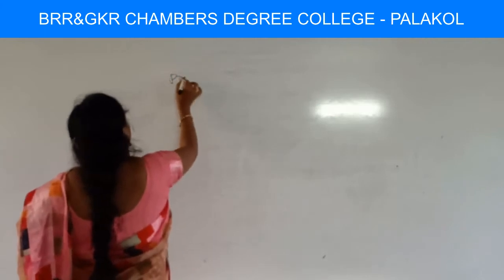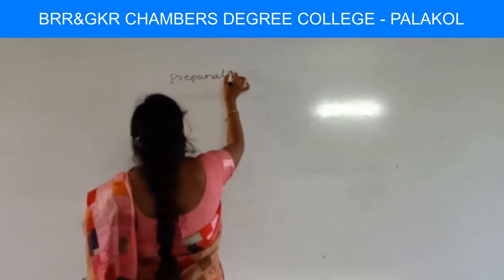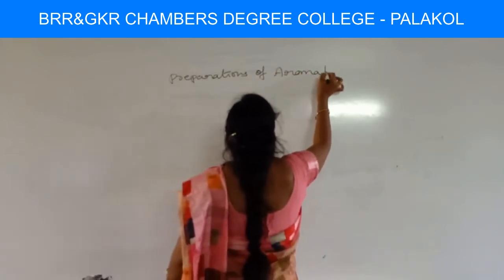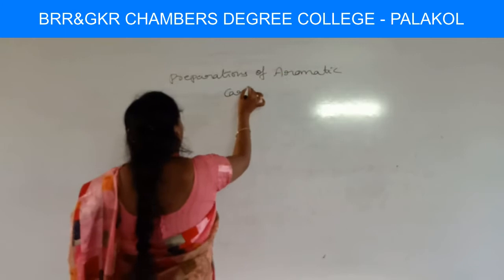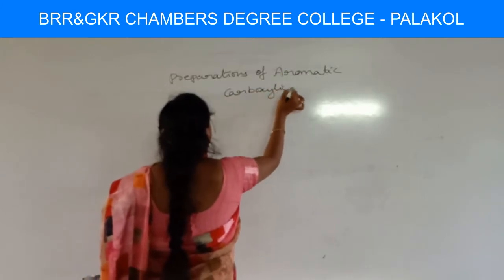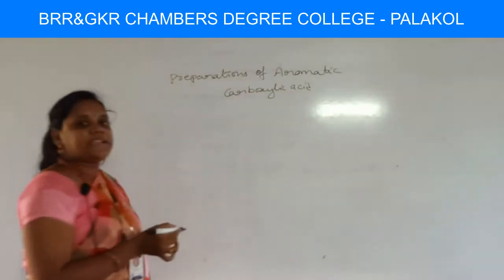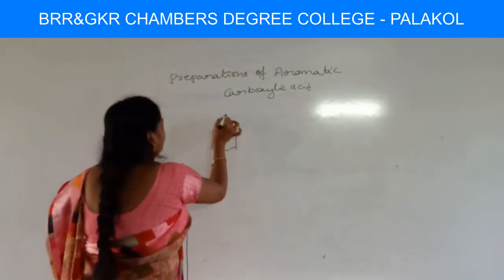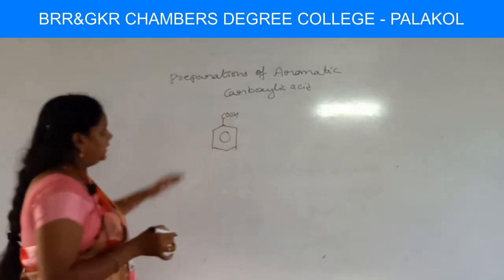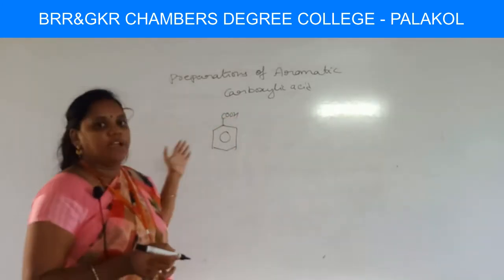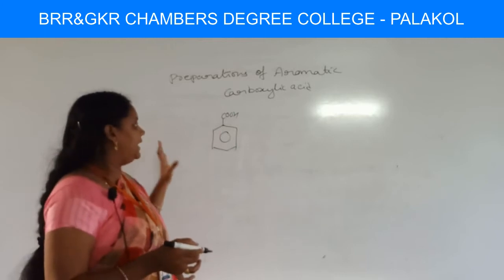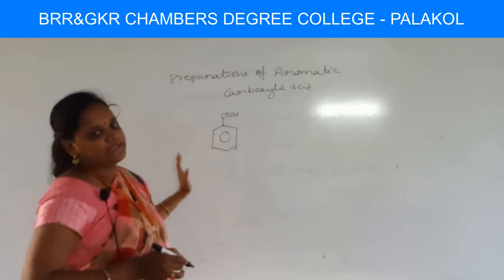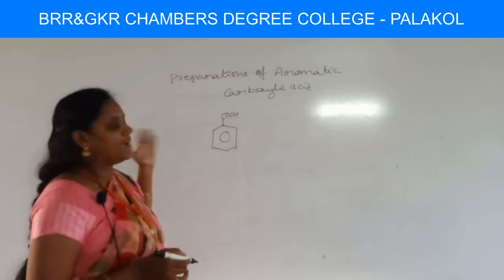So, preparations of aromatic carboxylic acids. What is an aromatic acid, student? I have already said the definition of aromatic carboxylic acids, right? If the COOH group is connected to the aromatic nucleus, then they are called aromatic carboxylic acids.